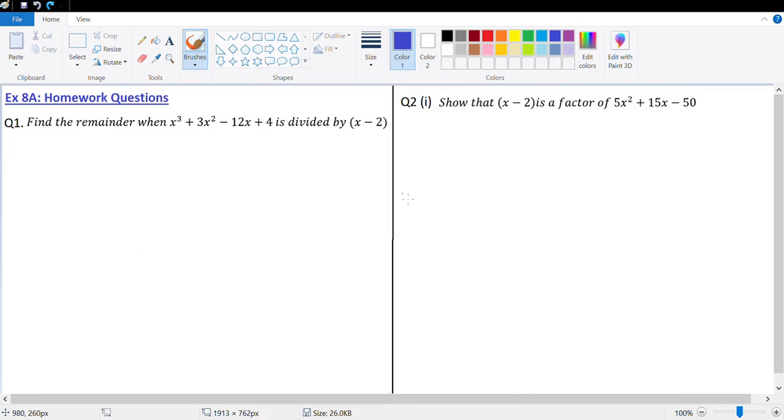Hi guys, let's look at the homework questions of exercise 8a, which is the chapter based on remainder and factor theorem. Before we start, let's quickly revise the concept of remainder and factor theorem.